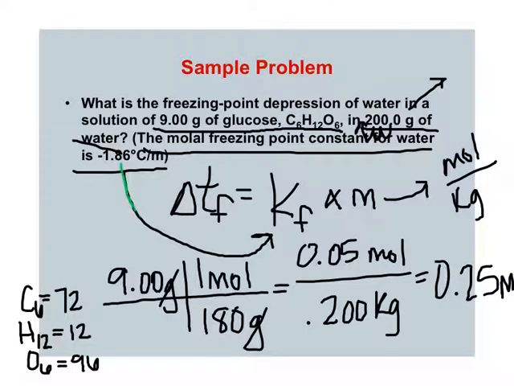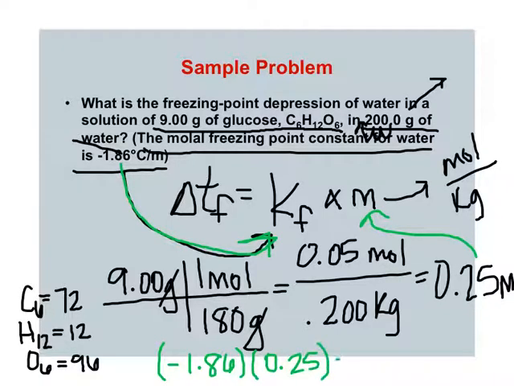So you're going to take negative 1.86 times 0.25. I'm going to do that down here at the bottom. Multiply that, and you should get a change. The freezing point's going to go down barely once you do the math. 0.465 degrees Celsius. So basically it'll drop by half a degree. That's not a lot, but it's kind of a big deal when you can add a lot more glucose in and see bigger changes. Make sure you can do this math.